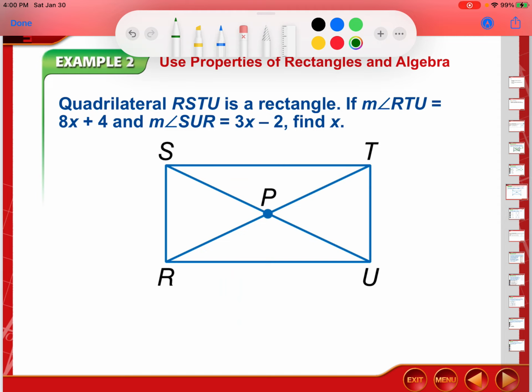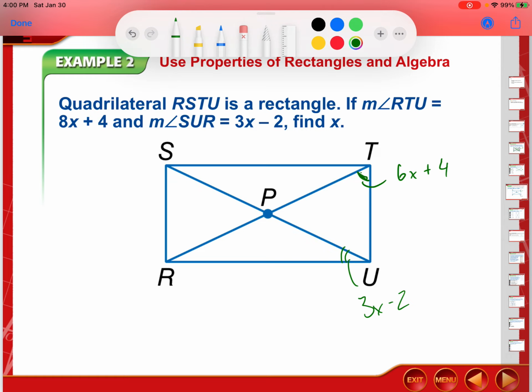Quadrilateral RSTU is a rectangle. If angle RTU, so this little angle here, is going to be 8x plus 4, and SUR, that little angle here, is going to be 3x minus 2. We need to find x.